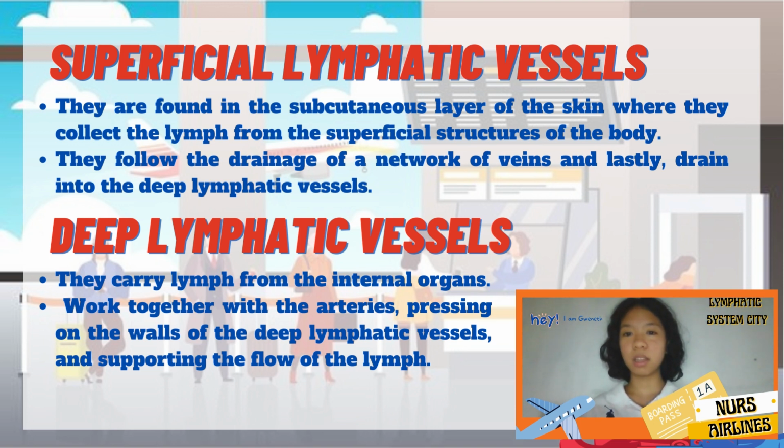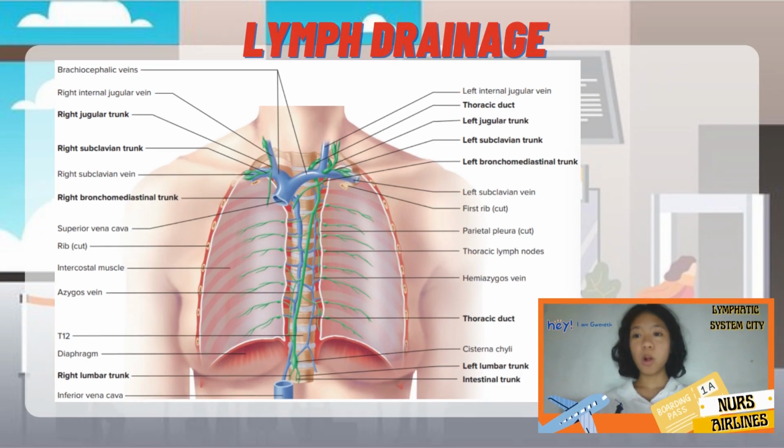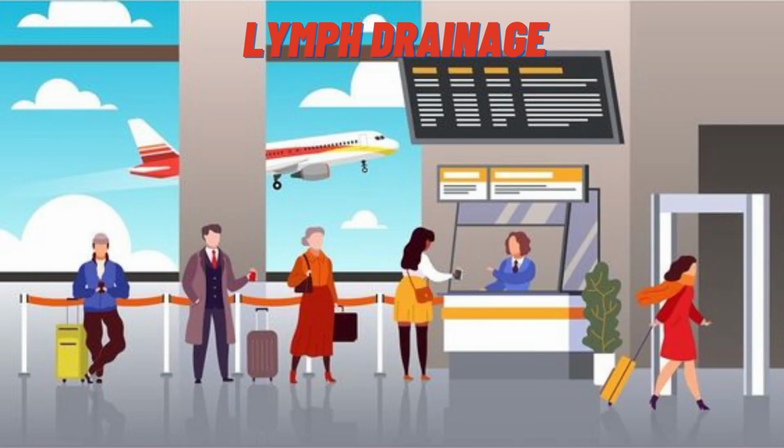While the deep lymphatic vessels carry lymph from the internal organs, the arteries work together with us by pressing on the walls and supporting the flow of the lymph. Both of the lymphatic vessels go through the lymph nodes that monitor the content of the lymph. We will also pass to the lymph drainage. The illustration that you are seeing right now will be our guide for our topic.